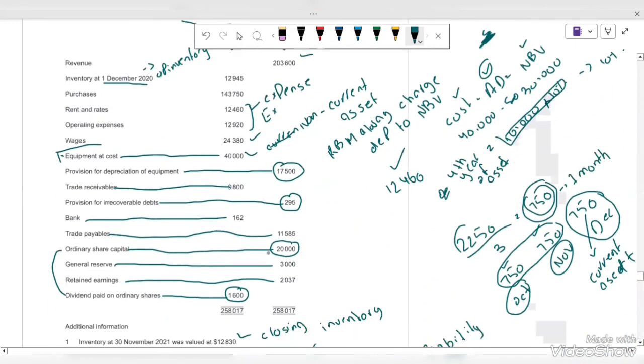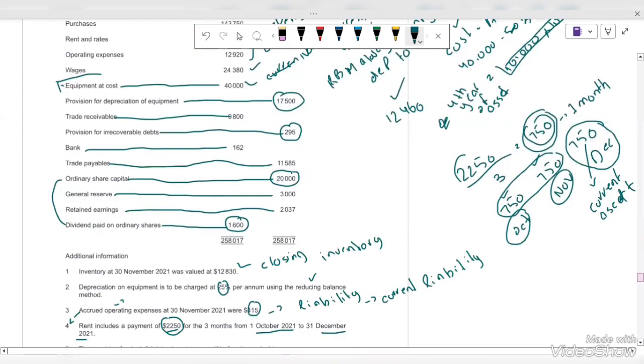Okay, so we have a balance for the previous year. Ordinary share capital was 20,000. General reserves was 3,000. Retained earnings was 2,037. And dividend paid on ordinary shares was 1,600.